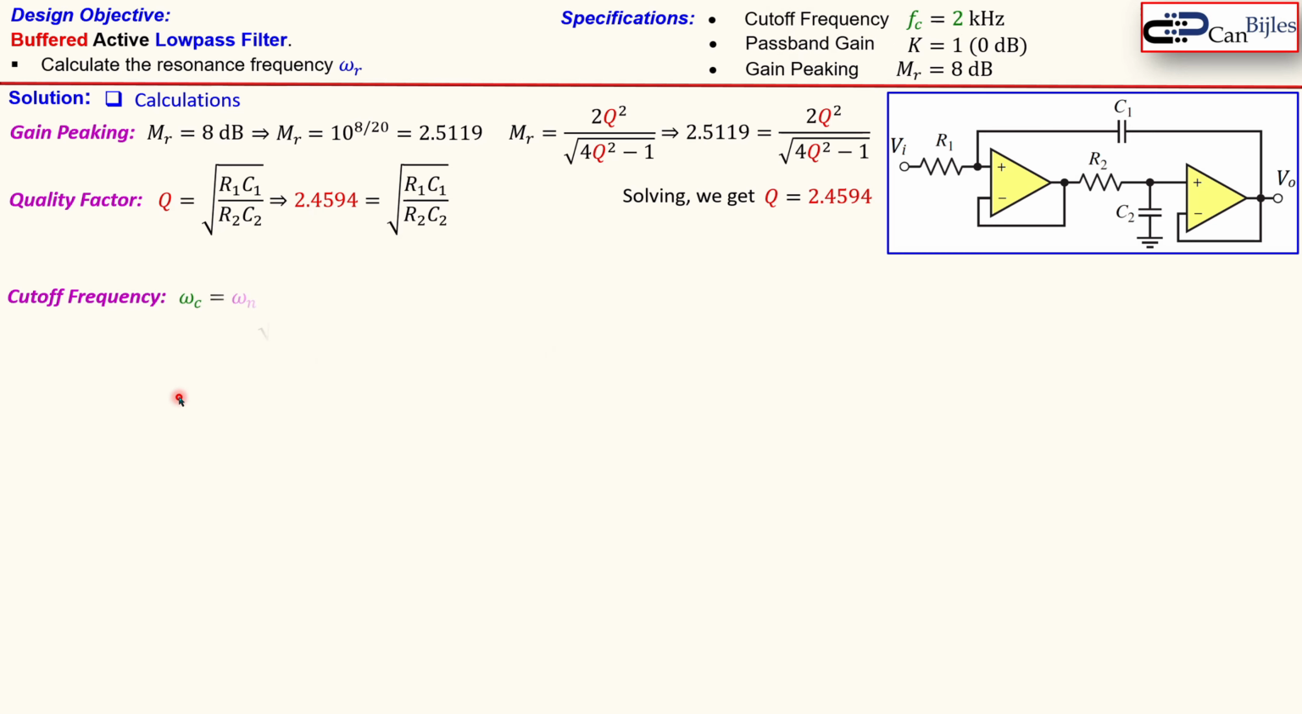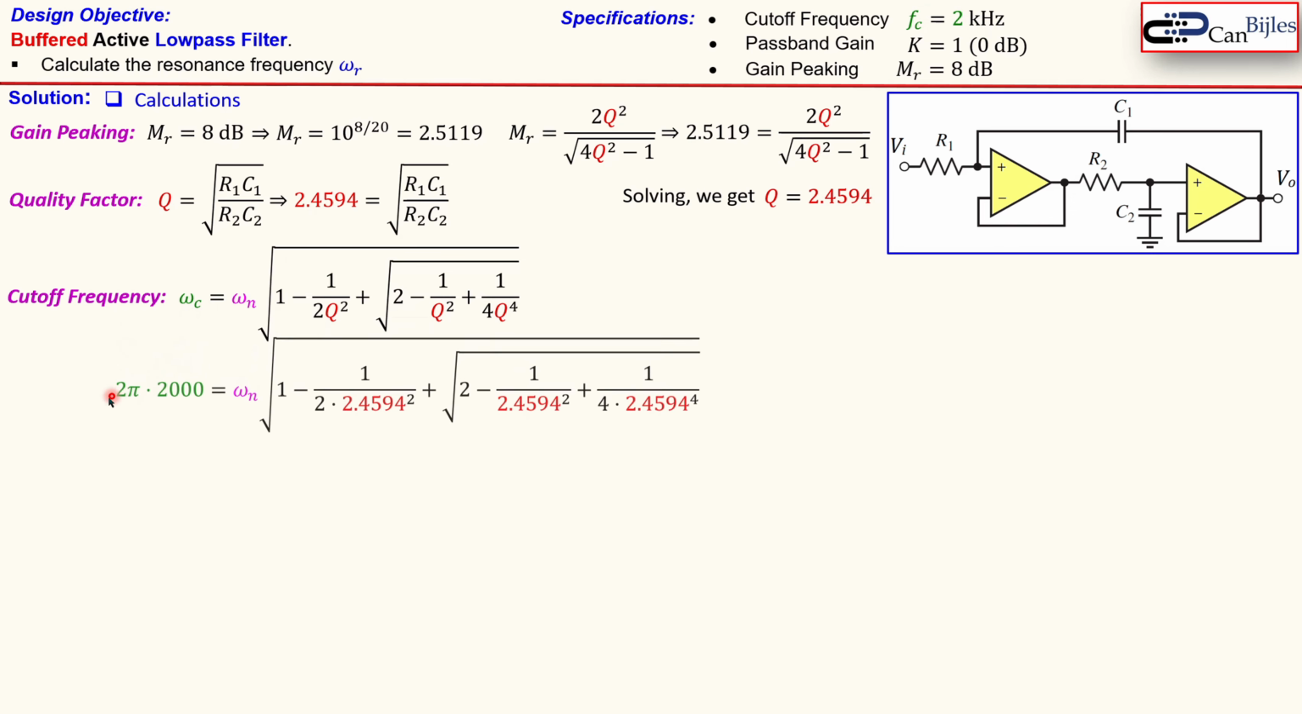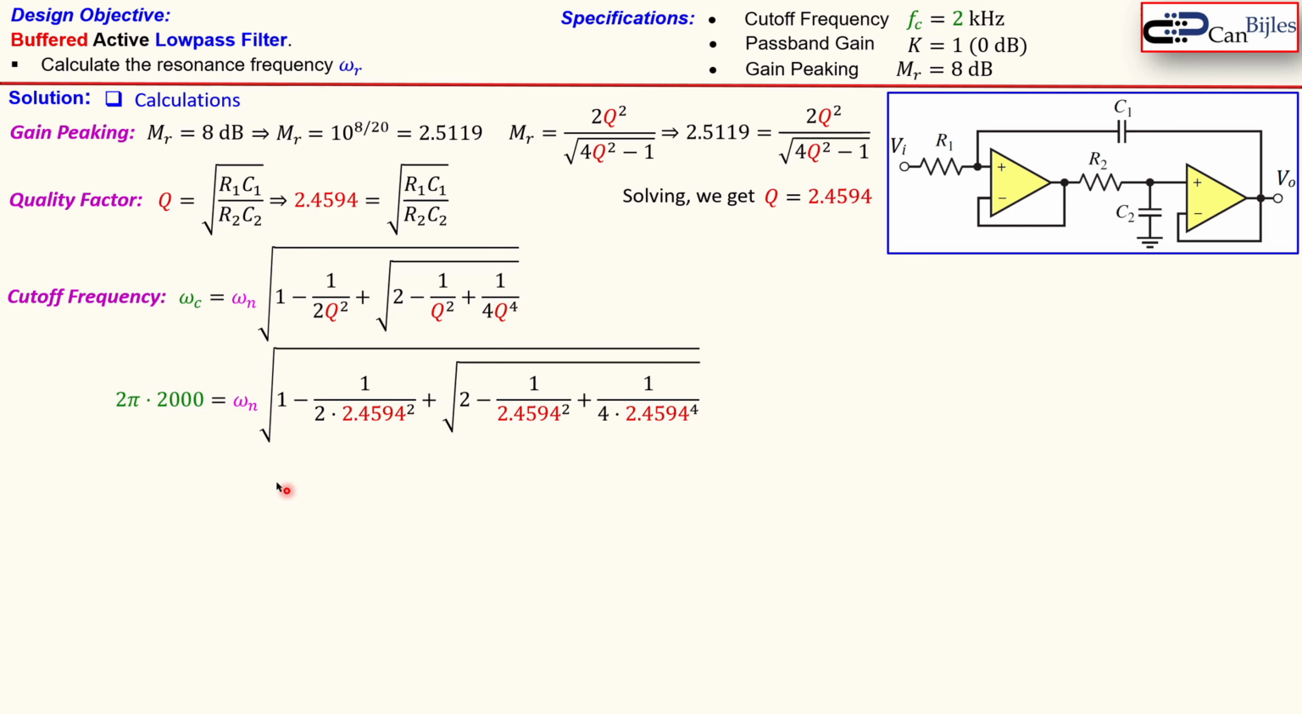The cutoff frequency formula, we know that is omega n times the square root of this term. Again, you see the quality factor we just calculated. We know the cutoff frequency should be 2 kHz, but this is of course in radians, so we need to do 2 pi times 2000, which is shown here. And everything is substituted here, also for the quality factor. So we can now say this is just a number, and then omega n is 4000 pi over this number, which is in this case 8333 radians per second.